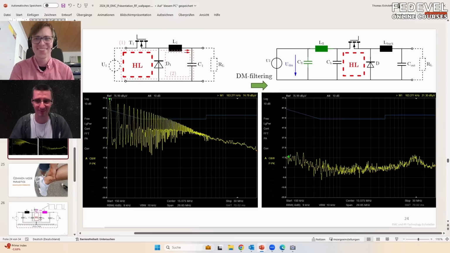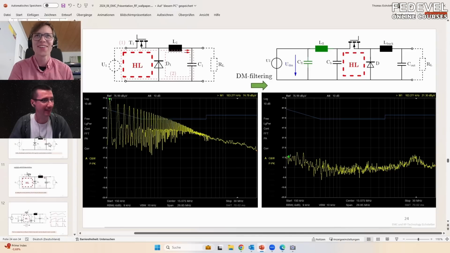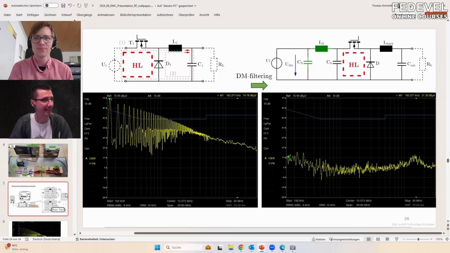Okay, so let's start. Where should we start? I would say from the beginning. Show what kind of setup we have. So what is the power supply, what we are going to fix, and something like this.